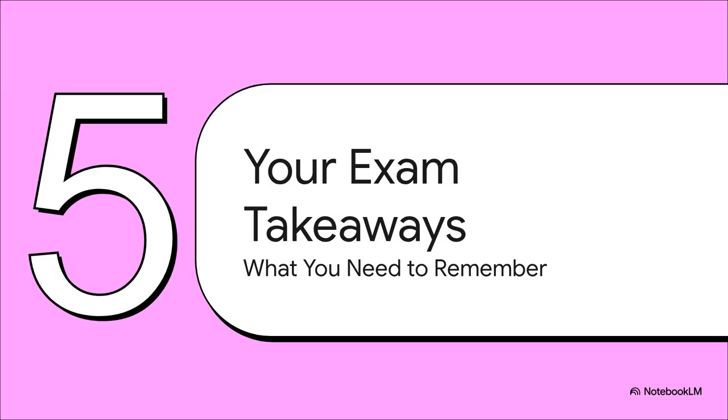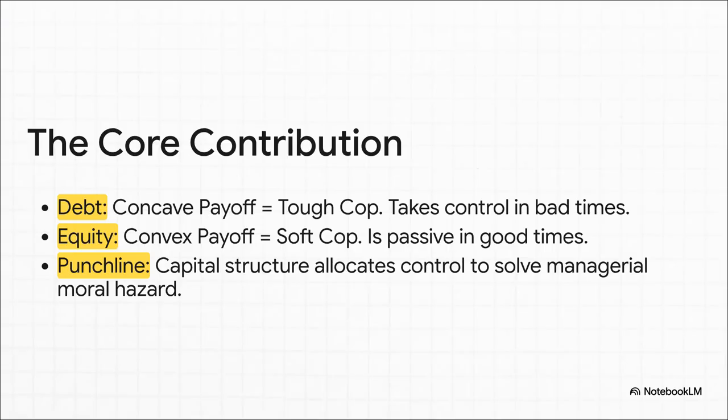Okay, let's bring it all home. Here are your exam takeaways. If you were cramming the night before, this is the slide you absolutely need to remember. So here it is, boiled down. 1. Debt's concave payoff makes debt holders the tough cop, the perfect party to step in when things go wrong. 2. Equity's convex payoff makes shareholders the soft cop, happy to let management take risks when things are good. And the big punchline, the main contribution here, is that capital structure is about so much more than taxes or bankruptcy costs. At its very heart, it's an elegant solution to an agency problem. It's a mechanism for allocating control to solve managerial moral hazard.